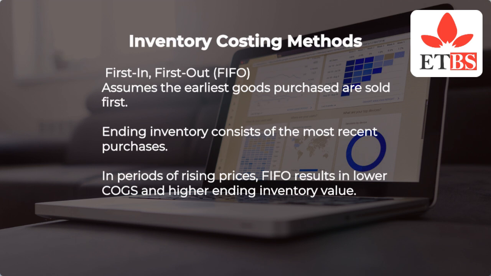3.4 Specific identification tracks the actual cost of each specific item. It is suitable for unique high-value items like cars or jewelry, but not practical for large volumes of similar items.